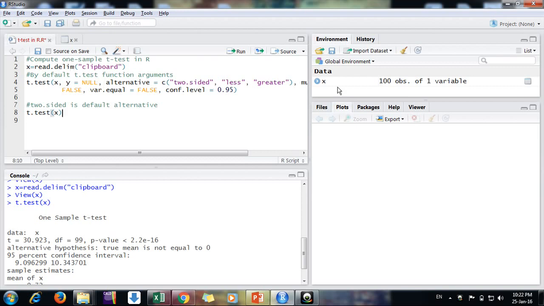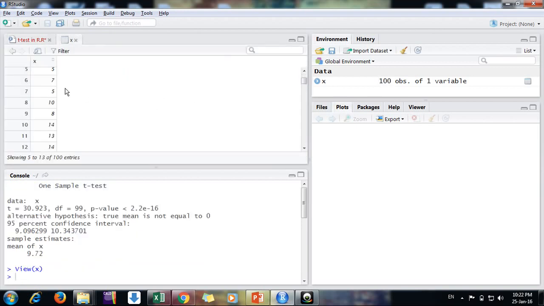Okay, first of all friends, this is our data. These are our data points. In this data we have 100 observations.